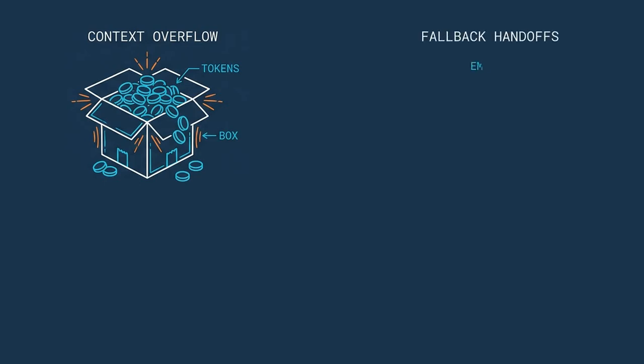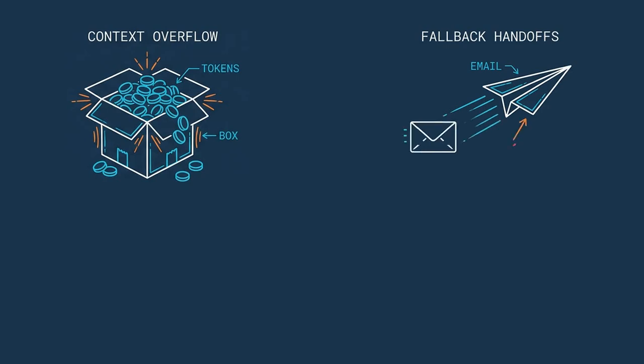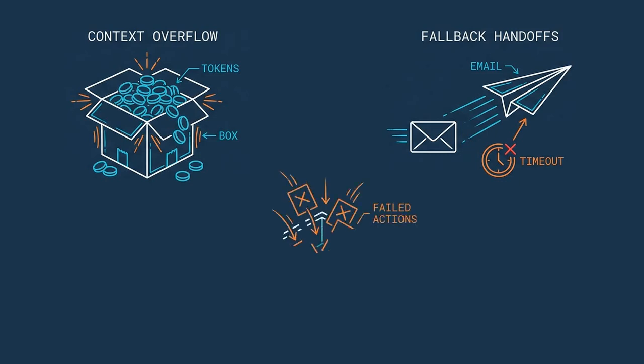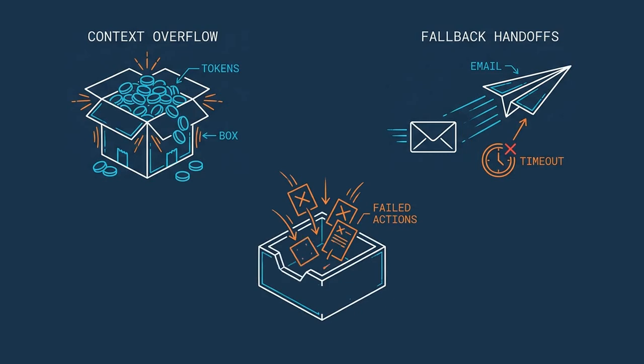The second failure is broken human-in-the-loop handoffs. If your Slack approval times out with no fallback path, the workflow hangs indefinitely. So configure a 24-hour timeout that escalates to email via SendGrid automatically. Never deploy without testing your dead letter queue. Redis should capture every failed action so operations teams can replay or triage without data loss.